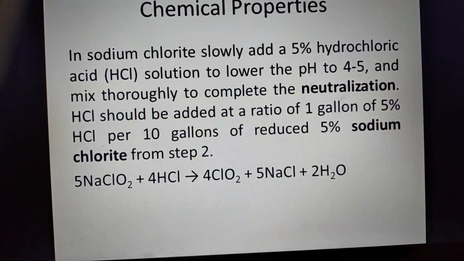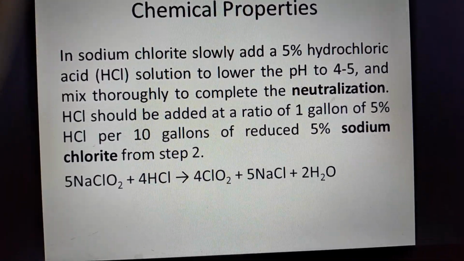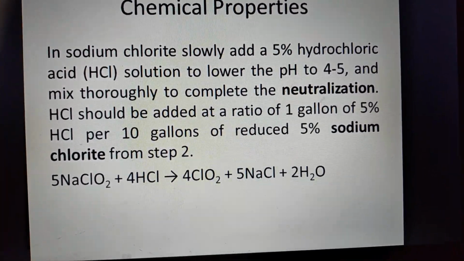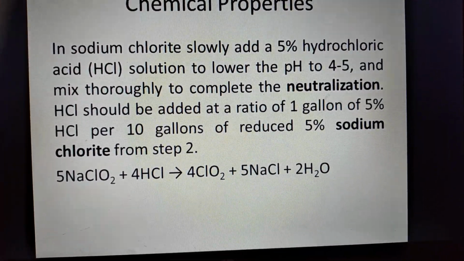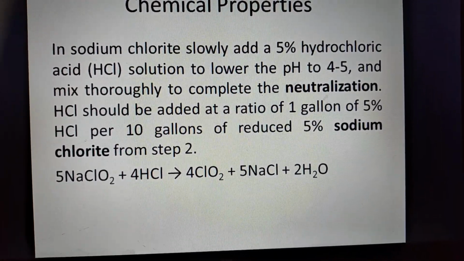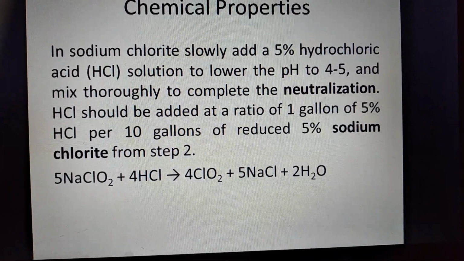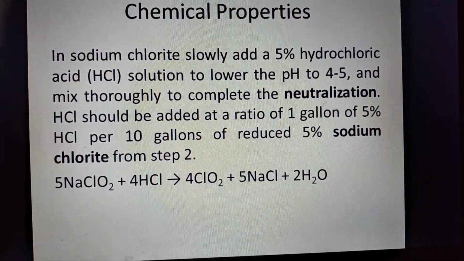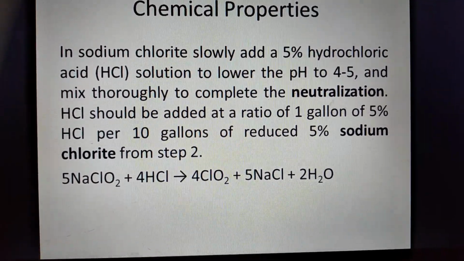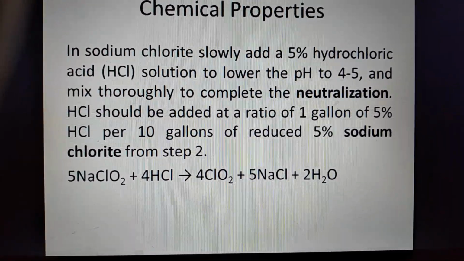Chemical properties: in sodium chlorite solution, slowly add 5% hydrochloric acid solution to lower the pH to a range of 4 to 5, and mix thoroughly to complete the neutralization. Hydrochloric acid should be added at a ratio of 1 gallon of 5% hydrochloric acid per 10 gallons of the reduced 5% sodium chlorite from step 2. So sodium chlorite plus hydrochloric acid gives chlorine dioxide plus sodium chloride plus water.